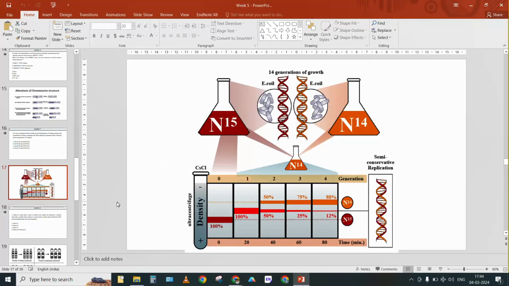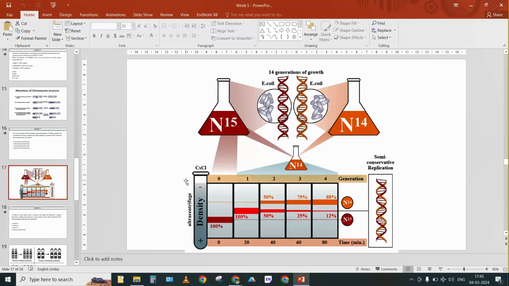One is conservative and another one is semi-conservative replication. In conservative replication, if DNA replication were conservative, the original 14N labeled DNA strands would remain together and the newly synthesized 15N labeled strands would form a separate set. In this case, you would have two distinct populations of DNA, one with only 14N and another with only 15N.